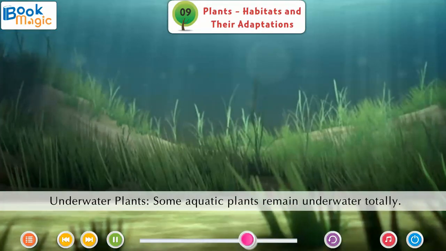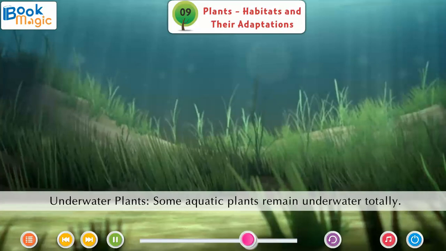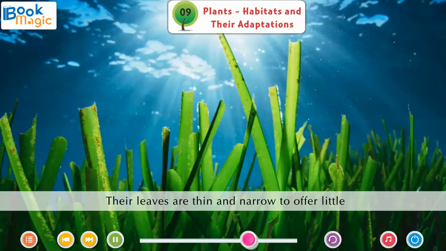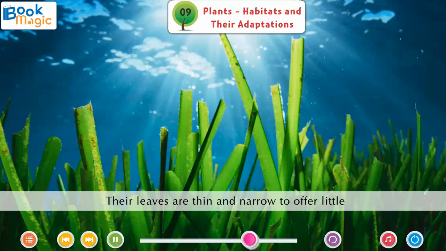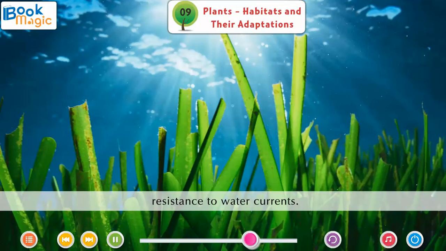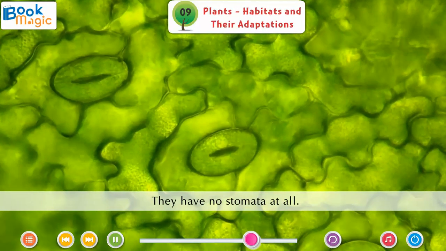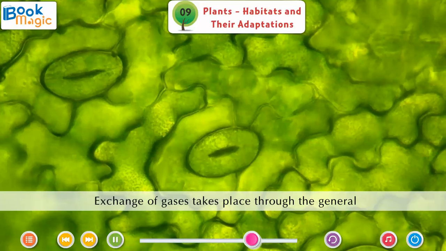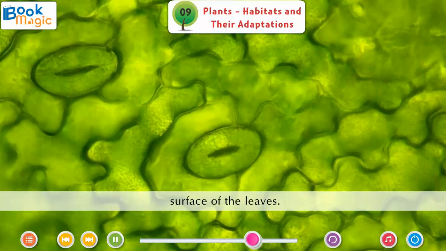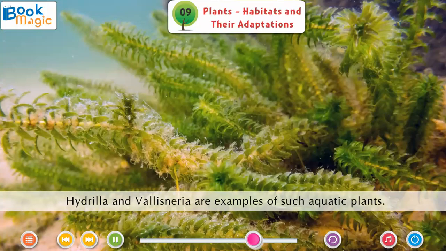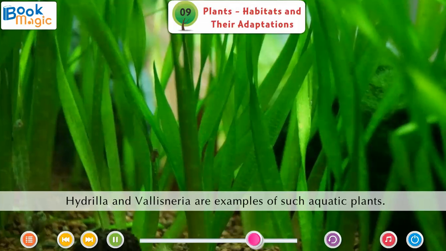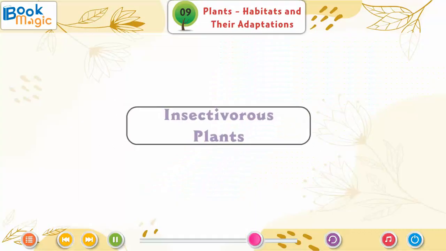Underwater plants. Some aquatic plants remain underwater totally. Their leaves are thin and narrow to offer little resistance to water currents. They have no stomata at all. Exchange of gases takes place through the general surface of the leaves. Hydrilla and Vallisneria are examples of such aquatic plants.